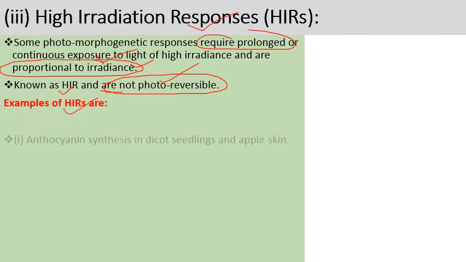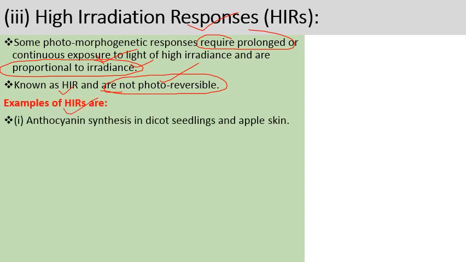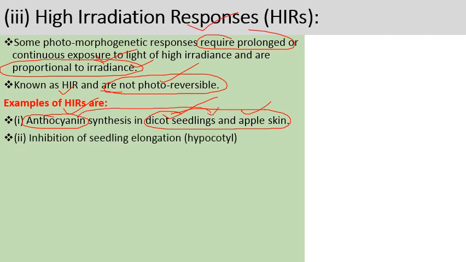Examples of HIRs are anthocyanin synthesis in dicot seedling and apple skin. So जो anthocyanin accumulation होती है dicot की seedling में और जो apple की skin है उसमें जो red color होता है that is due to accumulation of anthocyanin. So this is due to prolonged exposure to light, and this response cannot be reversed. Next HIR is inhibition of seedling elongation, that is inhibition of hypocotyl growth, and flower induction. So this cannot be reversed.